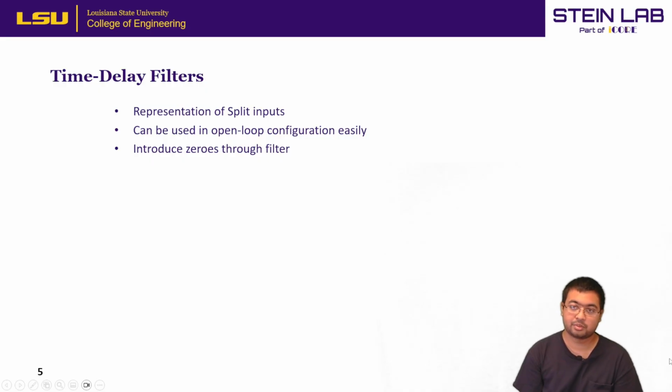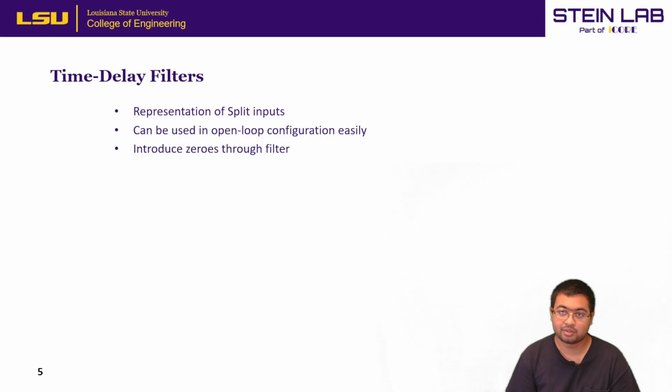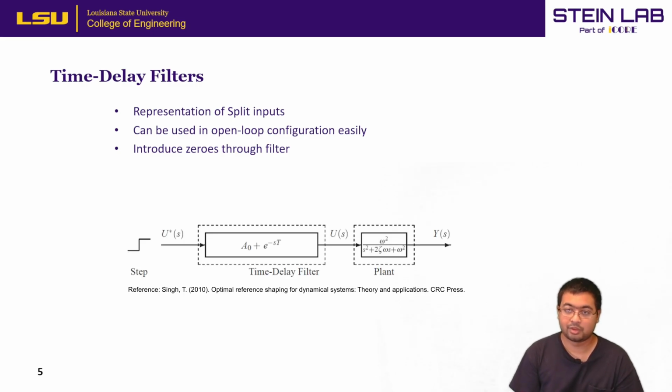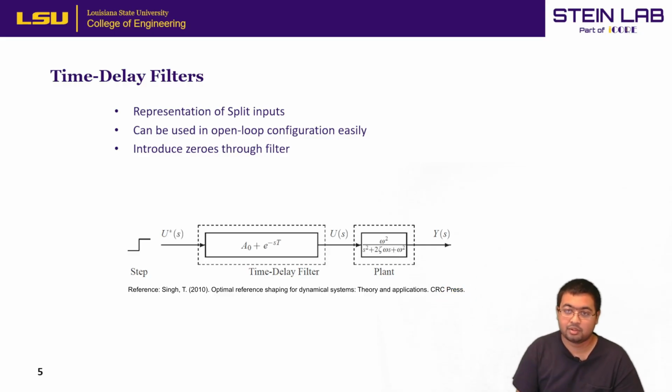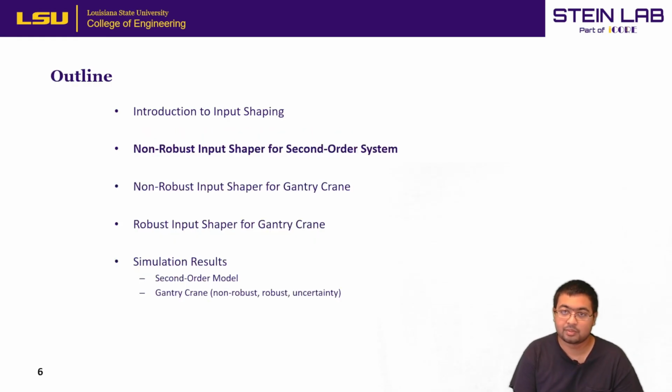If we take what we learned from POSICAST and we set up our split inputs again, we can apply a time delay filter very easily into an open loop configuration. We'll be able to introduce zeros that will cancel out the poles of our system. So this is a diagram of how we apply our time delay filter to our plant. And because it's in an open loop configuration, it is very easy to set up based on our input.